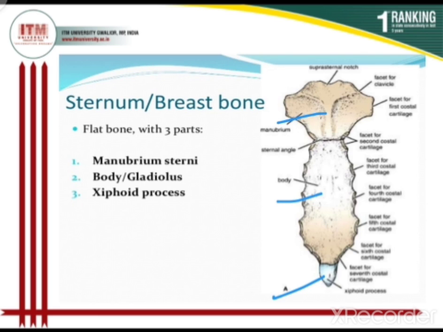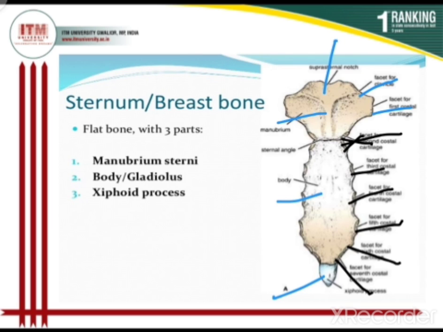Now the various other parts related to the sternum are the suprasternal notch, the facet for the clavicle, the facet for the second costal cartilage, at the junction of the manubrium sterni and the body, the facet for the third costal cartilage, then the fourth, fifth, sixth, and seventh costal cartilages. All are well defined and marked.